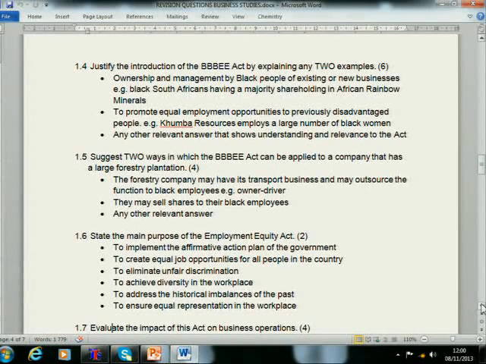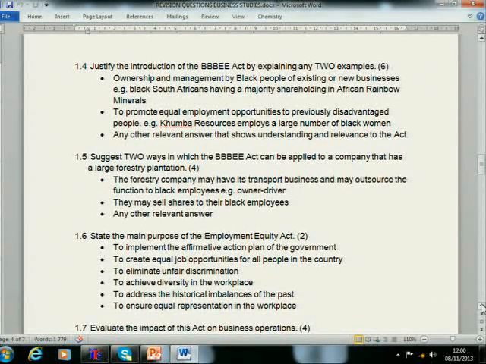But now this is put into practice with an example of a forestry plantation. It can be any other example, like I said. They may sell shares to their black employees. That is another example of the pillars of BBBEE. Selling shares to women, black women, selling shares to blacks is also another way in which this can be put into practice. You can make an example with others up to the 7th one.